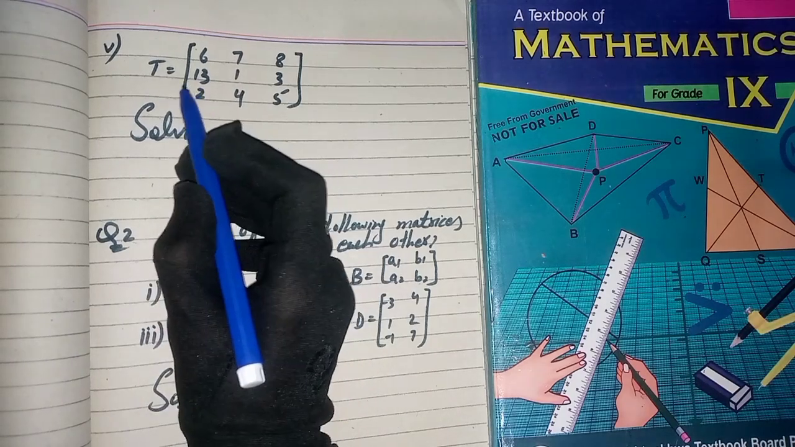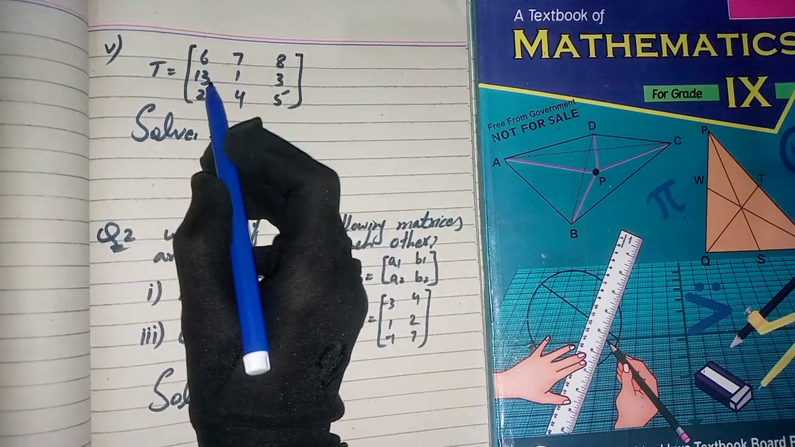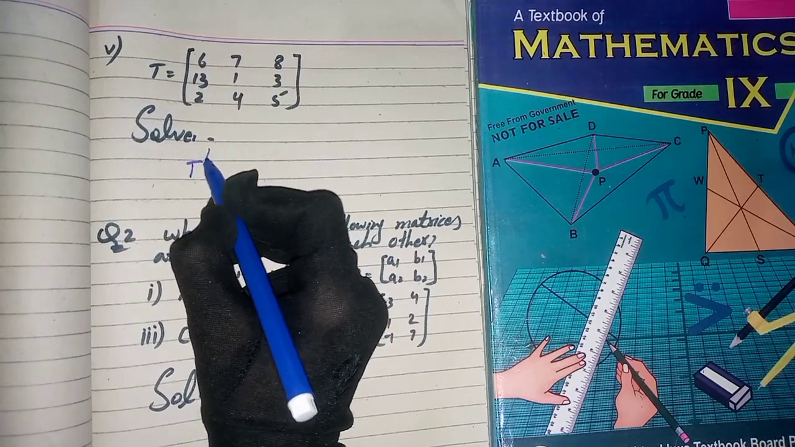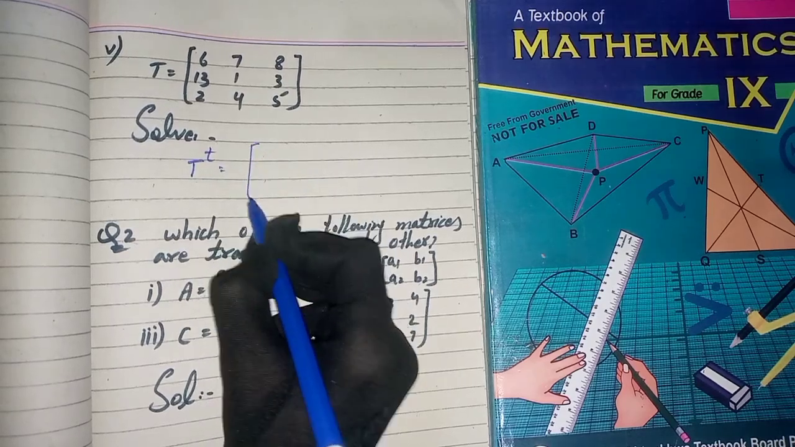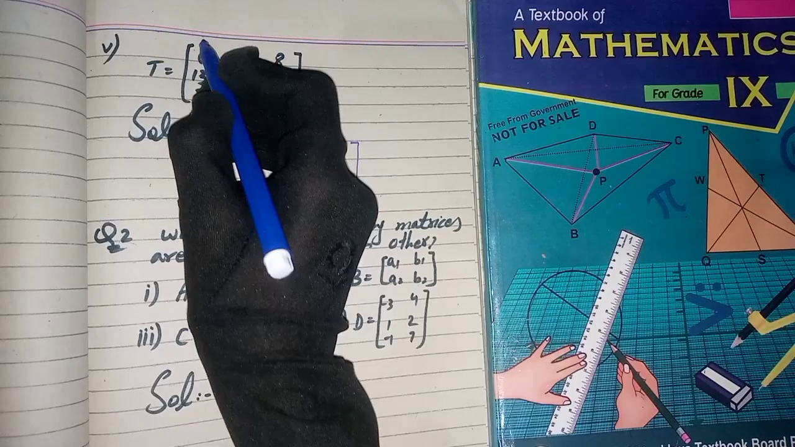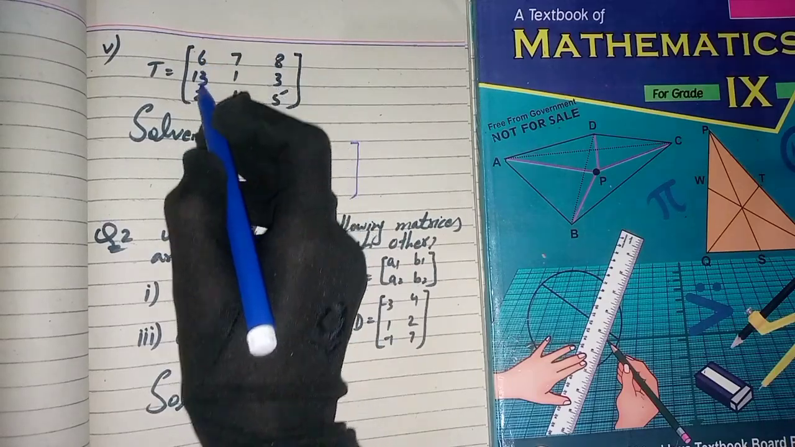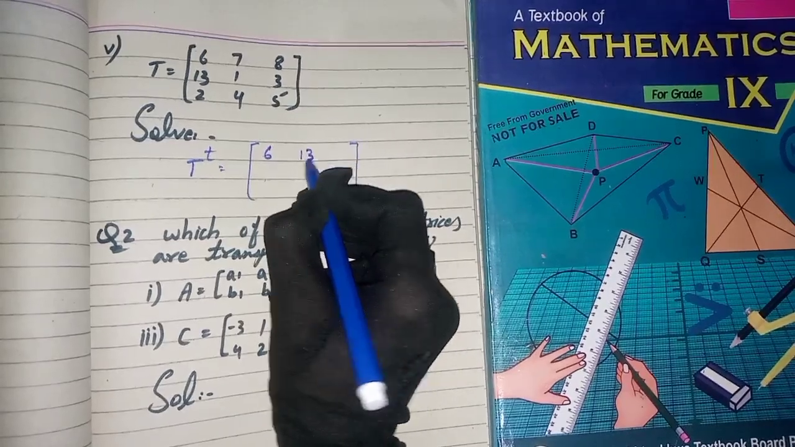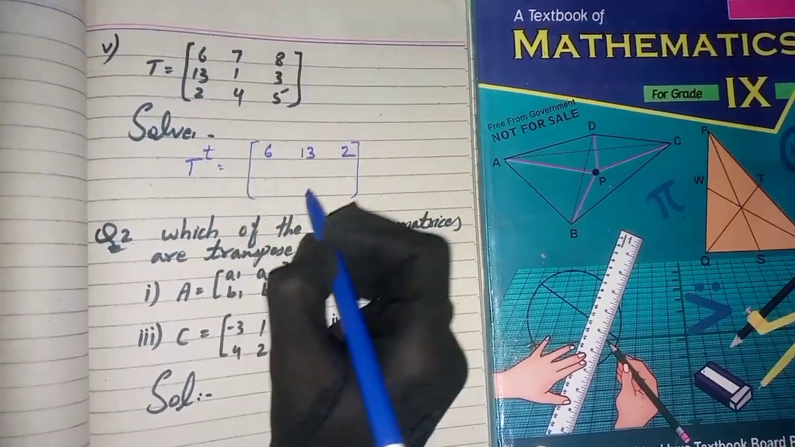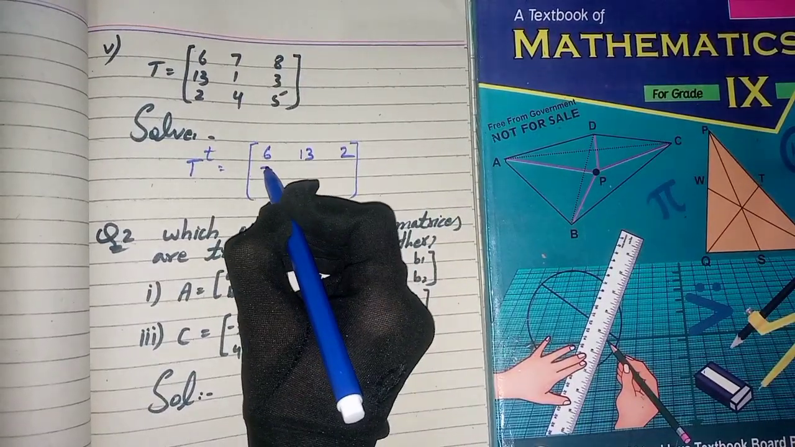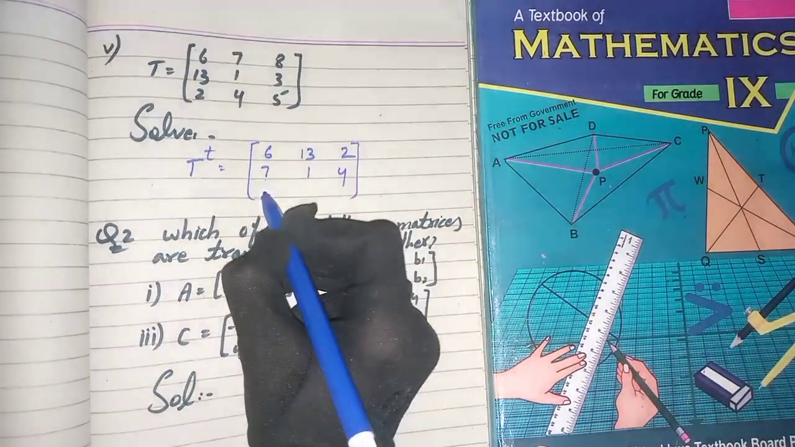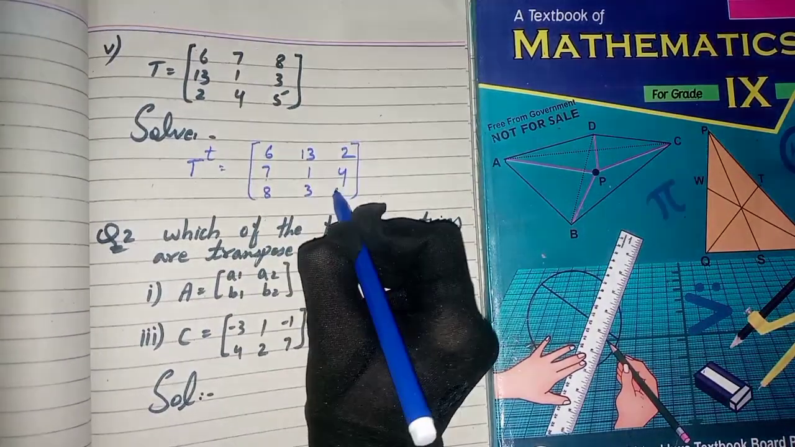Part 5 is T equal to 6 7 8 13 1 3 2 4 5. T transpose is equal to, write column in place of row. 6 13 2 in row, 6 13 2. Next column in next row, 7 1 4. Next column in next row, 8 3 5.